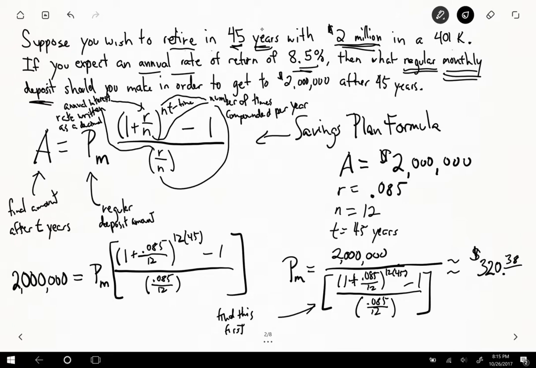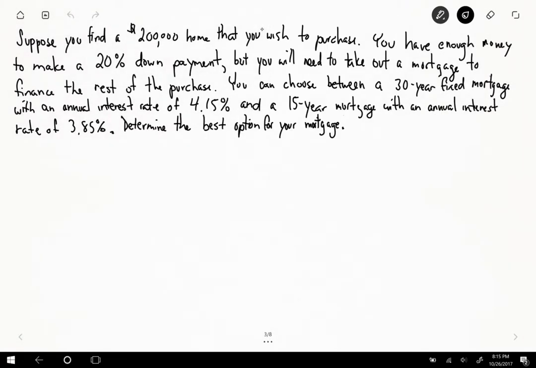And what we're going to do now is try and look at another problem. And this is another real life scenario. Suppose you find a $200,000 home that you wish to purchase. You have enough money to make a 20% down payment, but you will need to take out a mortgage to finance the rest of the purchase. You can choose between a 30-year fixed mortgage with an annual interest rate of 4.15% and a 15-year mortgage with an annual interest rate of 3.85%. Determine the best option for your mortgage.